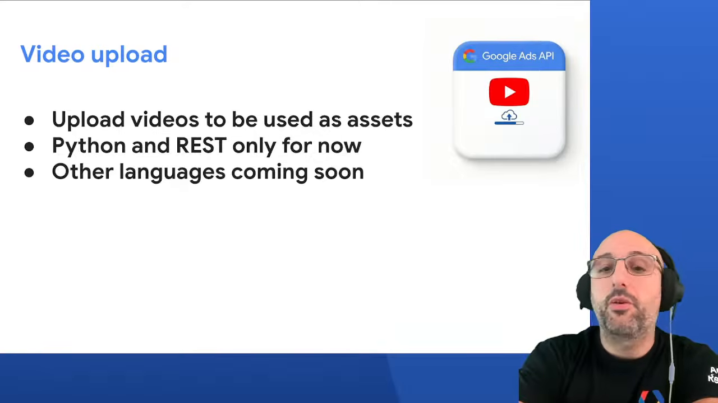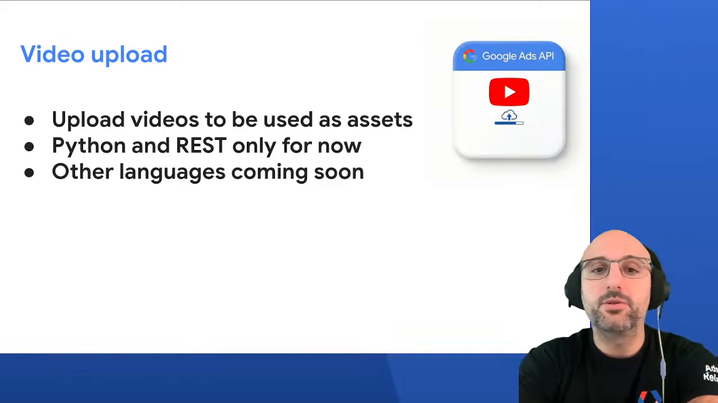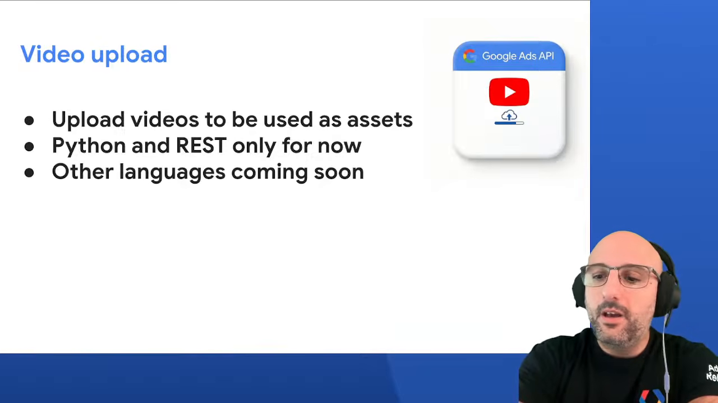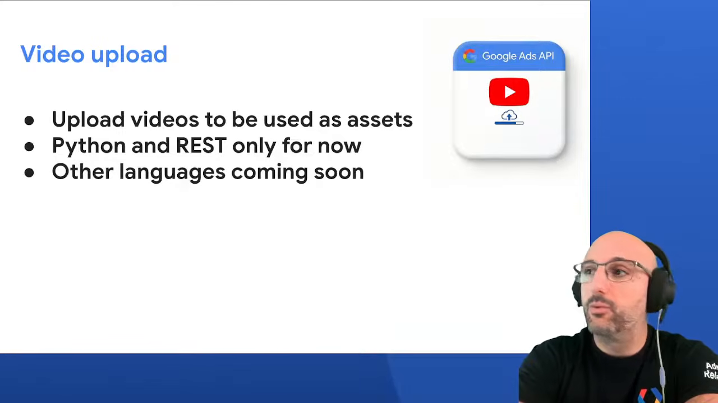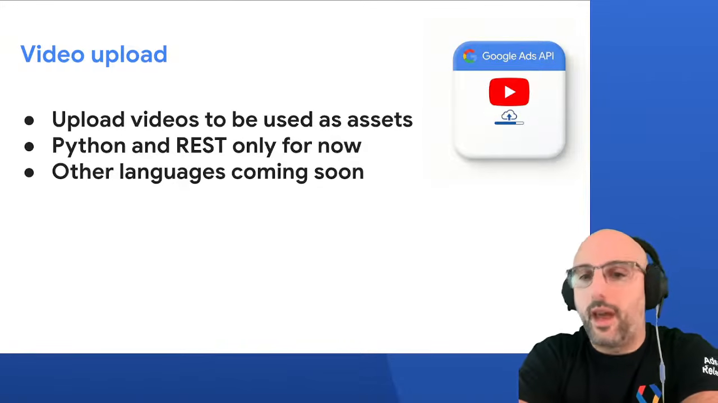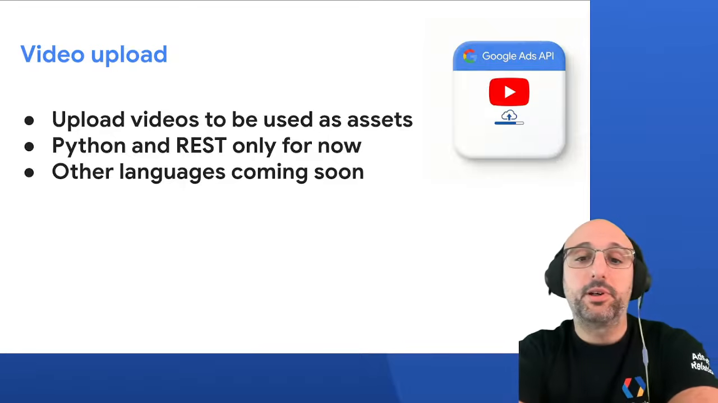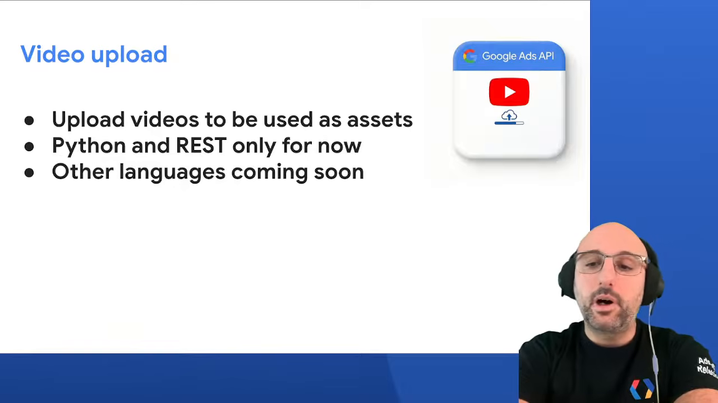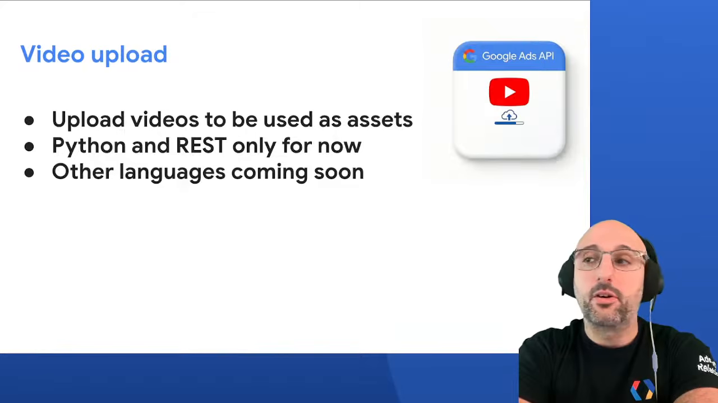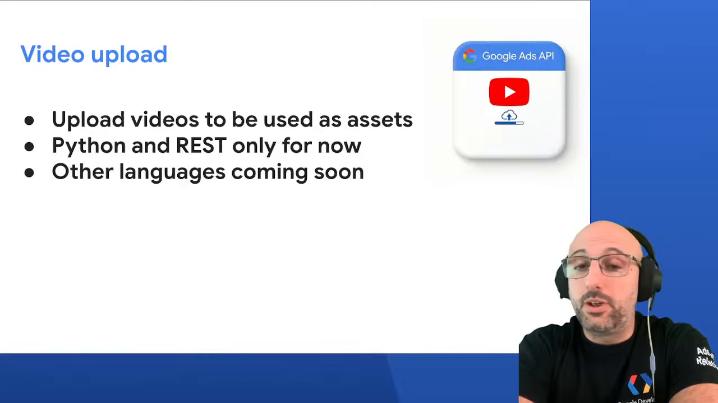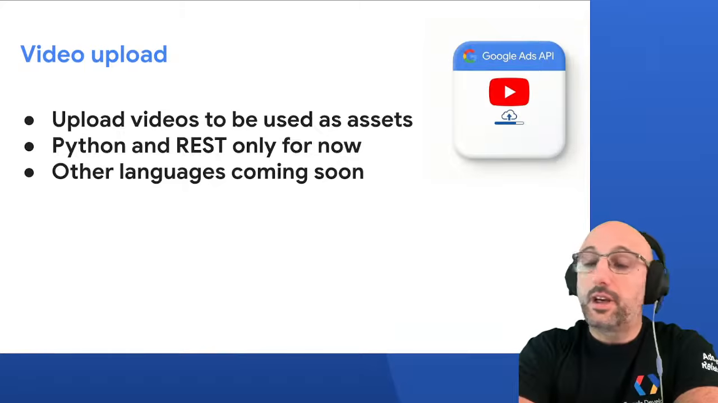Starting from V23.1, you can actually upload videos to YouTube to be used as assets in your ad campaigns through the Google Ads API. There is a new service in the API called YouTube Video Upload Service that can upload videos to YouTube and will give you back the YouTube video ID, which then you can use to create video assets. For the time being, it is only supported by the Python client library natively, but it is also supported by the REST transport layer of the API, meaning that you can implement this in any other language using HTTP calls through REST. There is a guide on it.